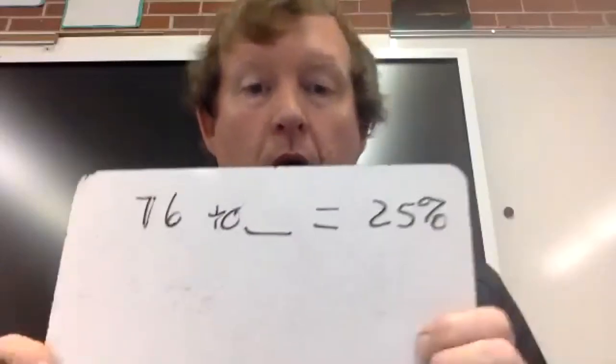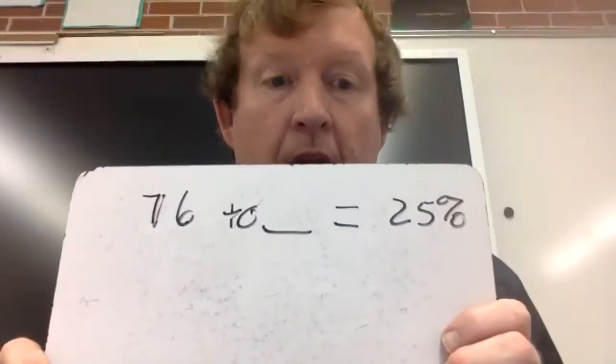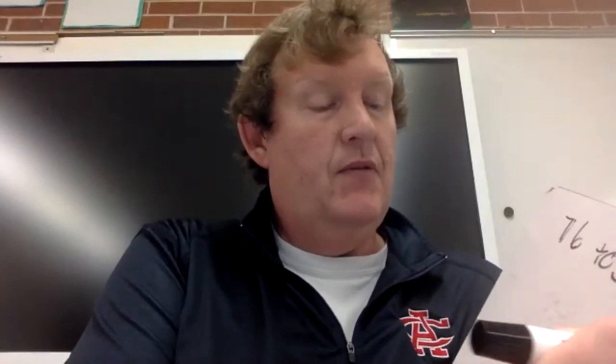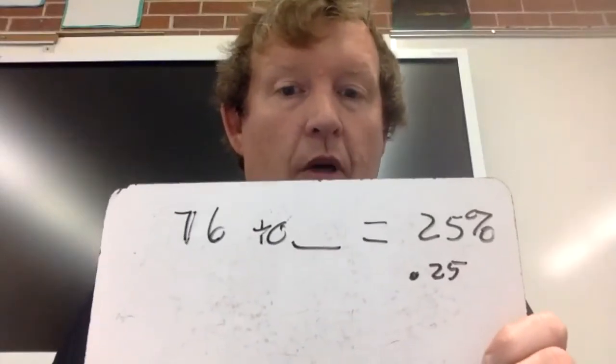Okay. Now the last one's tricky because they don't tell us the second number. But they did give us the original amount, and they gave us the percent of change, 25%. So on this one, we're going to have to work it in kind of a reverse fashion. The percent is 0.25. We know the original amount was 76, and we know our percent of change was 0.25.